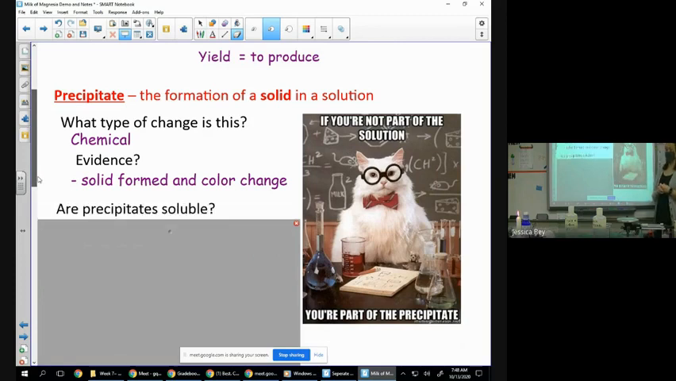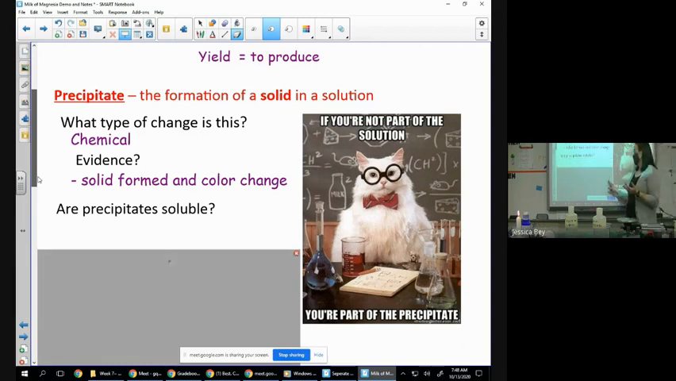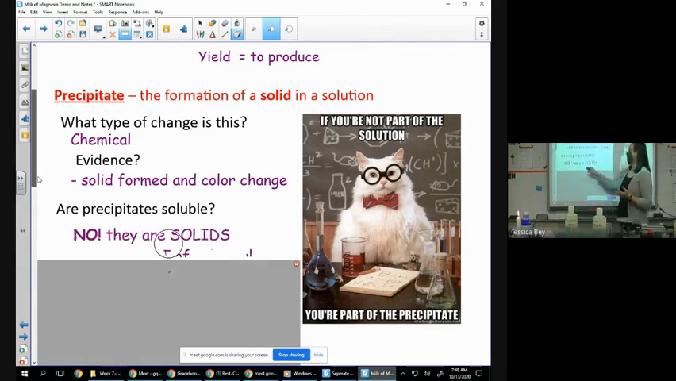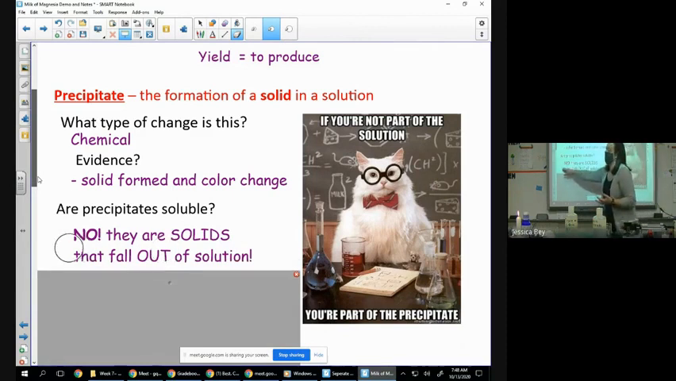That solid precipitate, is that soluble? It's a solid precipitate. It came out of a solution. So is it soluble? No. They're solids that come out of that solution.